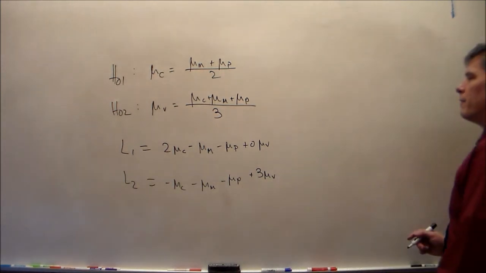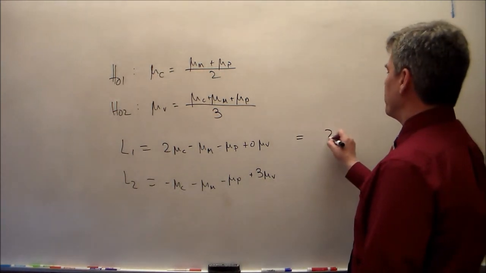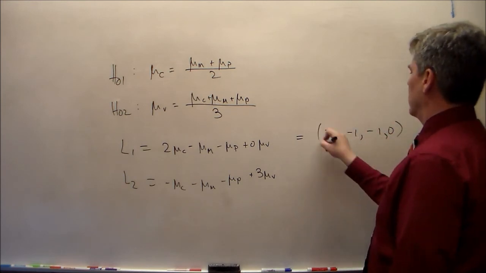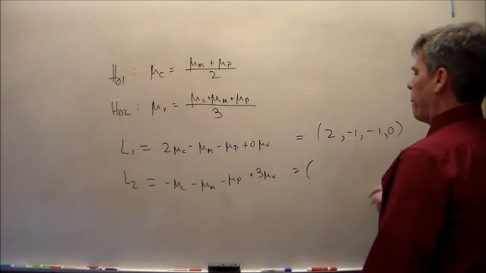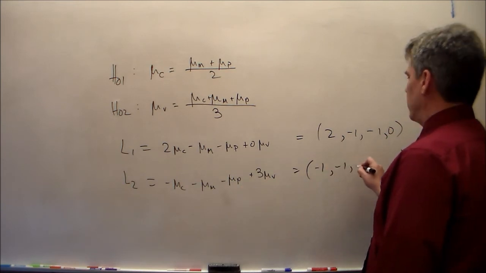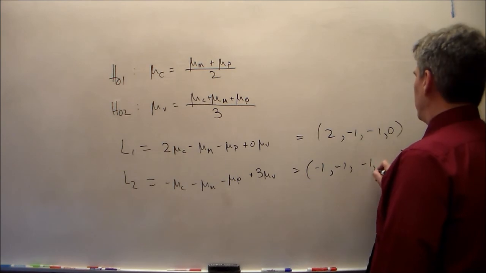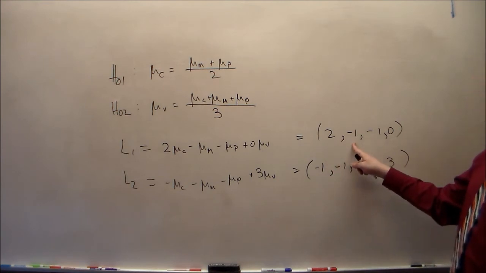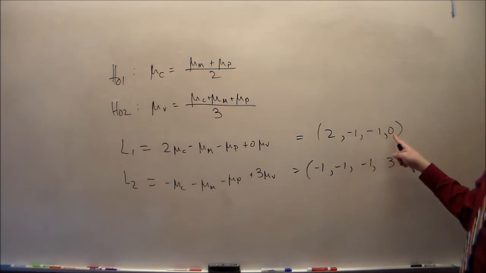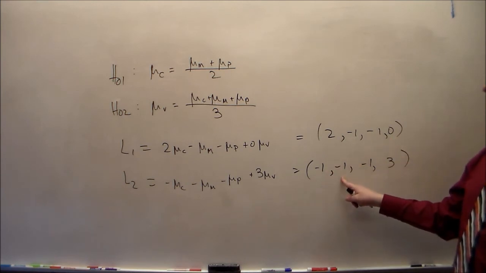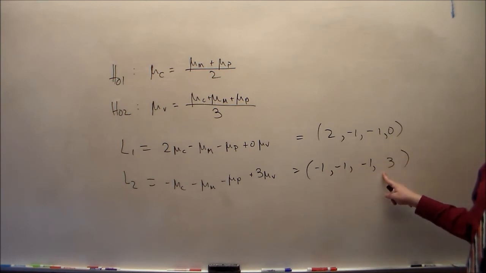So let's strip it of all of the mu's. So this is equal to 2, negative 1, negative 1, 0. And this is equal to negative 1, negative 1, negative 1, 3. So A1 is 2, A2 is negative 1, A3 is negative 1, A4 is 0. B1 is negative 1, B2 is negative 1, B3 is negative 1, B4 is 3.